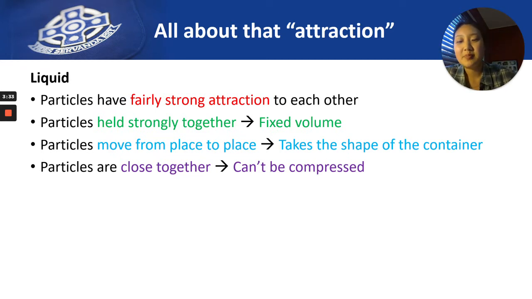Now, liquid. Particles have fairly strong attraction to each other. Not as strong as the particles in a solid, but it's still fairly strong. So particles are held strongly together, and that also gives it a fixed volume like a solid. But particles can move from place to place in a liquid. That's why liquids take the shape of the container instead of having a fixed shape. And particles are close together, so again, liquids cannot be compressed.